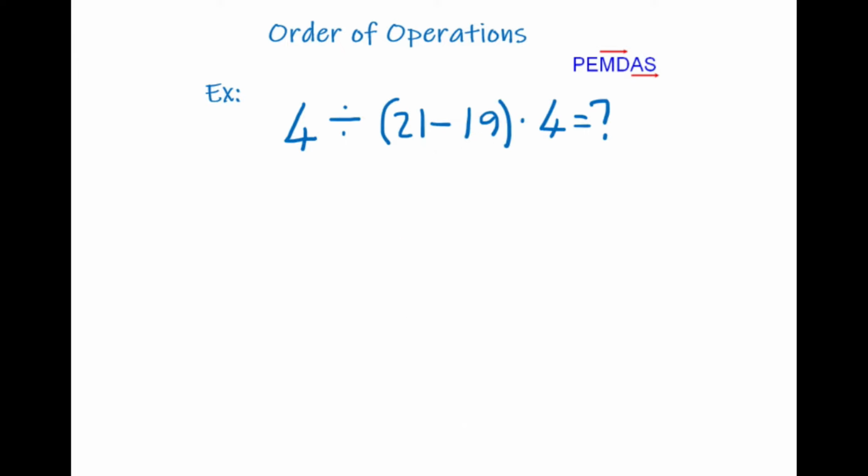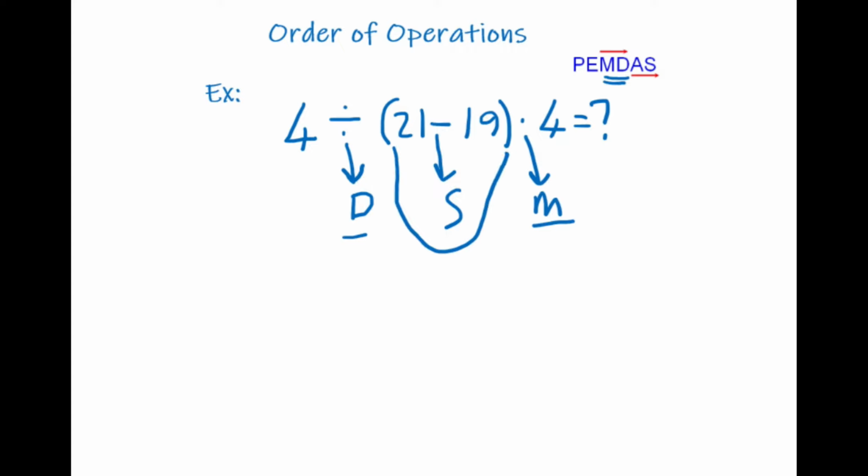The second example, we have 4 divided by, in the parentheses, 21 minus 19, and parentheses is closed, times 4. What is it? As you can see, if you look at the operations, we have here division. Again, I'm going to write the first letters of each operation. Here we have subtraction, and here we have multiplication. There is a parentheses here, so we need to do this parentheses first.